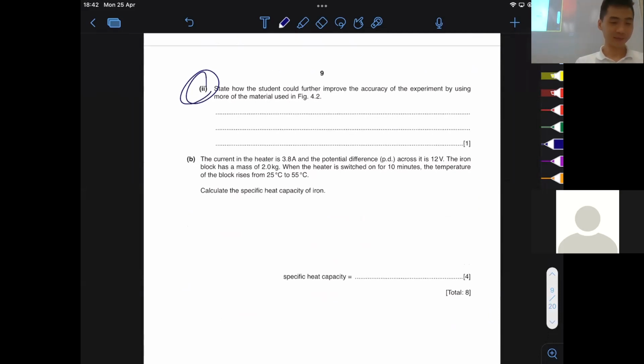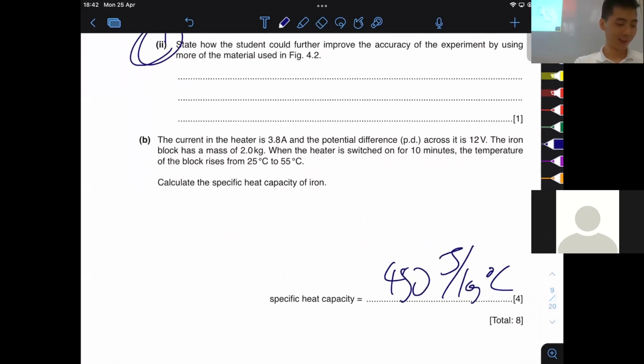Okay, so yeah, just mention that insulate the top of the block as well, right? And then the calculator value should be how much? Somewhere around 450 joules per kg degree Celsius. Anyone couldn't get this? Okay, all right, very good.